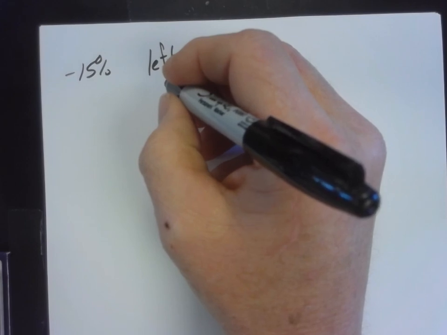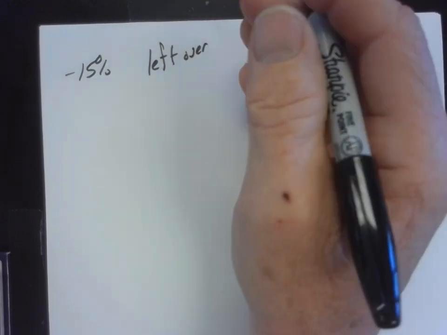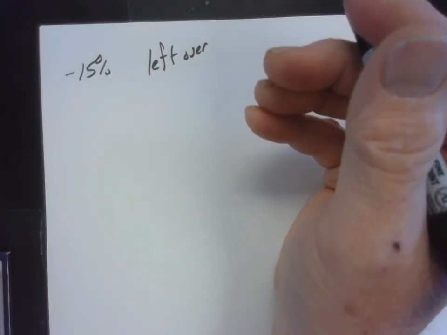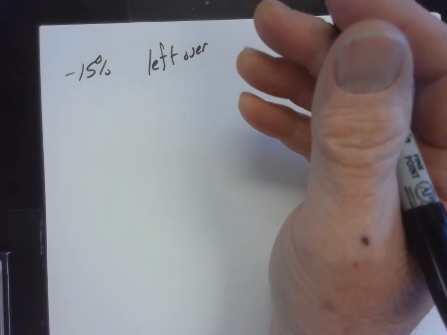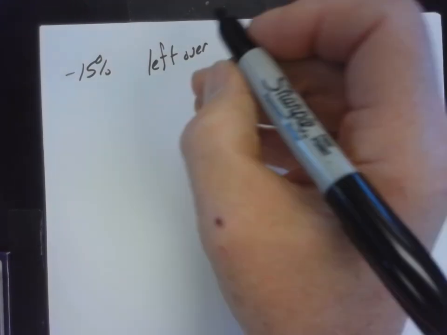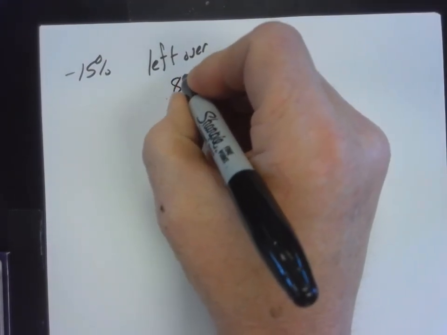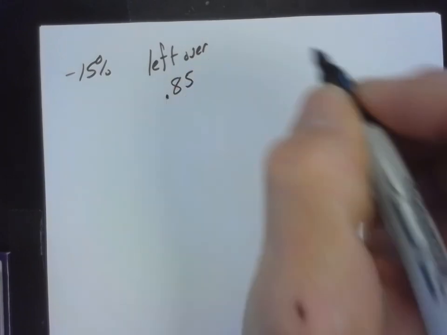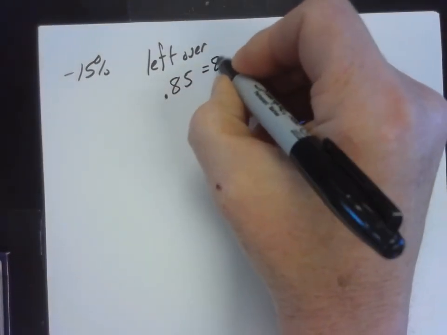No? What if it goes down 10%? What do you still have? 90%. What if it goes down 15% then? Got 85%. Okay, we have 85% left. Or I should put it 85% maybe.